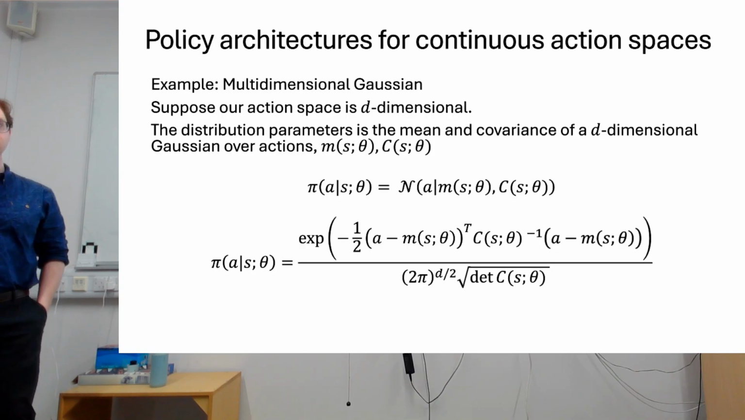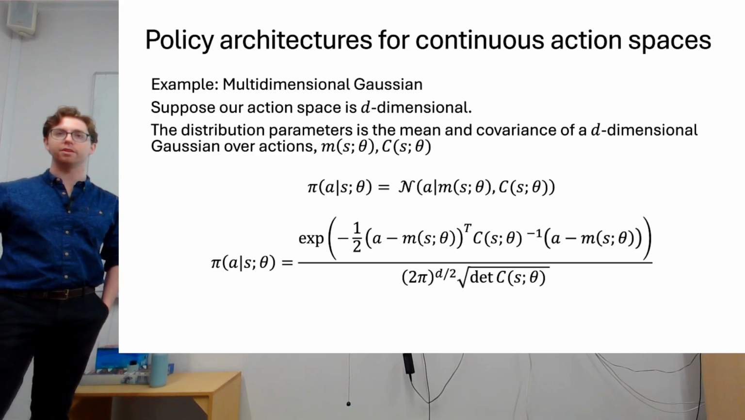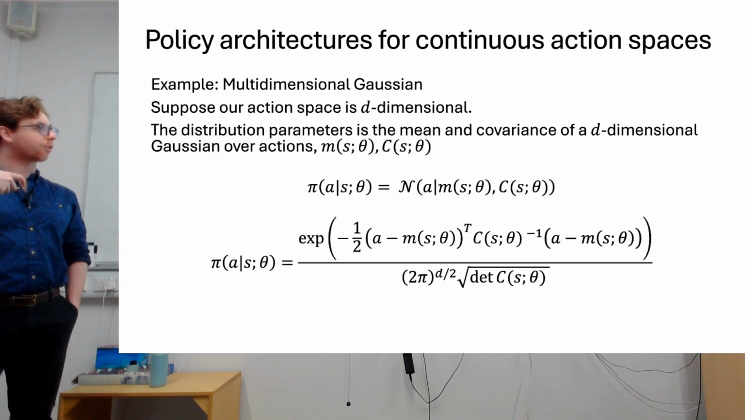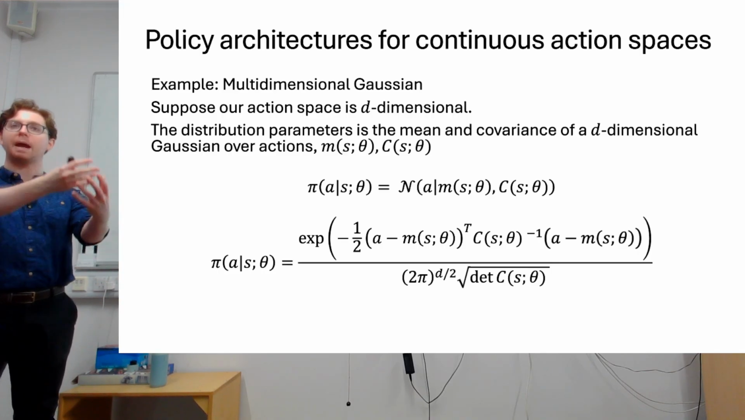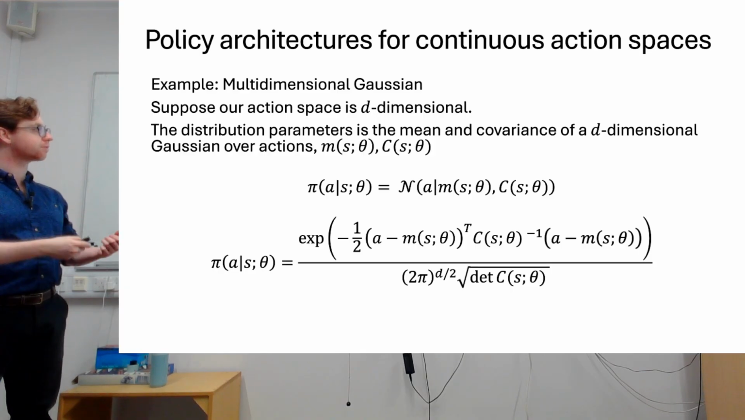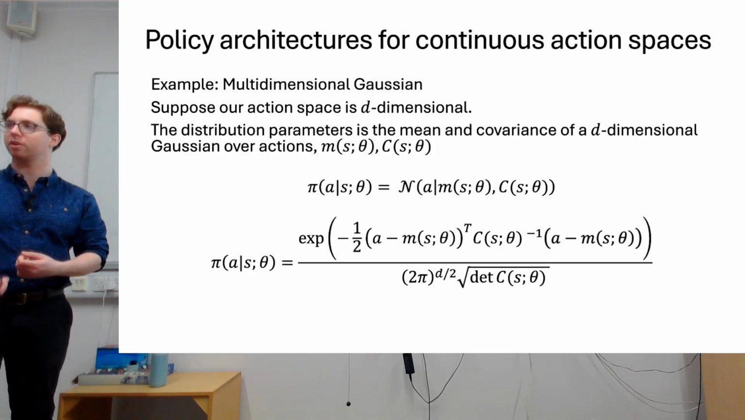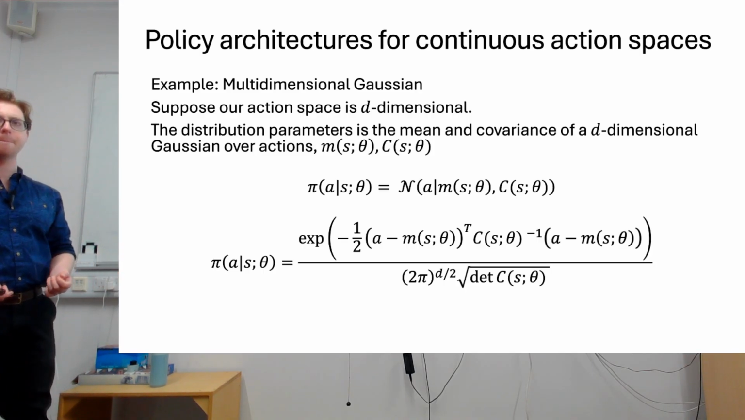Right? And this general principle can be generalized to any parametric distribution you like: you map from your input states, you do some processing, and then you output parameters for that parametric distribution. And then you have probabilities for each different action defined according to that parametric distribution. All right, any questions about this?